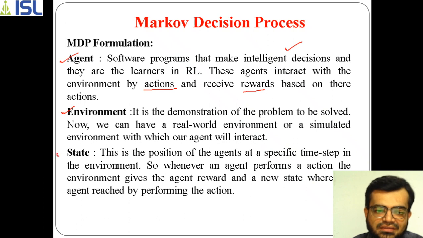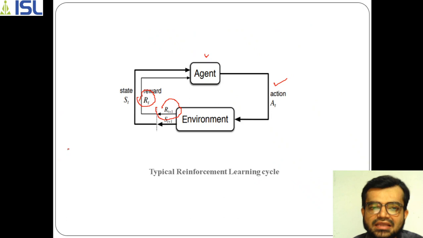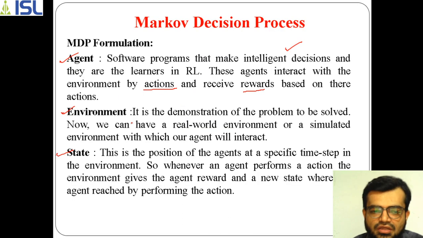Now the next thing is the state. State is the position of the agent. The agent is at one position, and at some time the agent changes its position by performing an action. Whenever it changes position, it moves into another state. So moving from one position to another position is called moving from one state to another state.